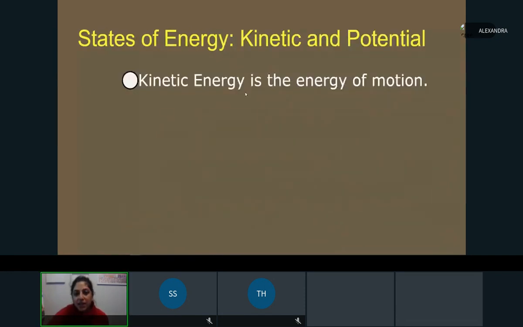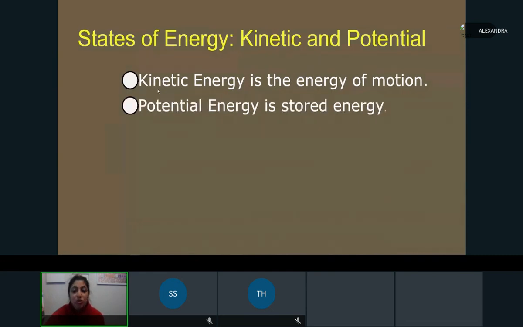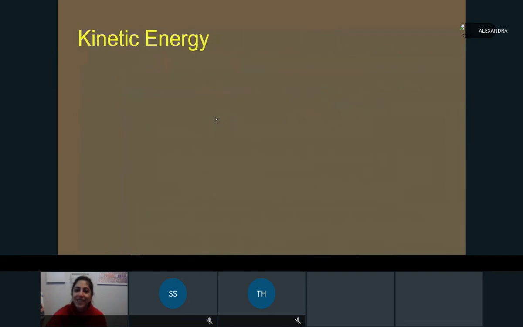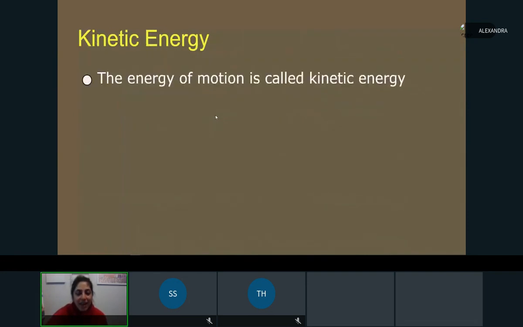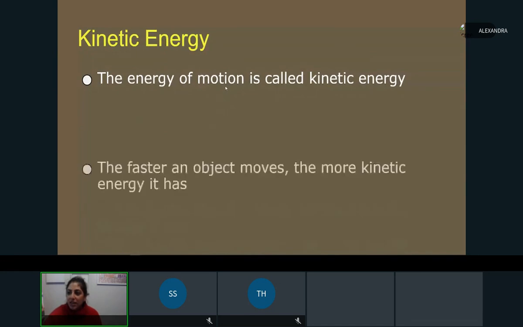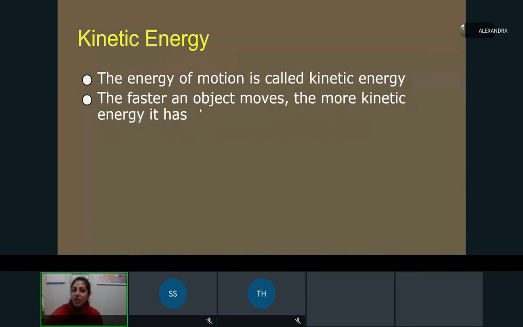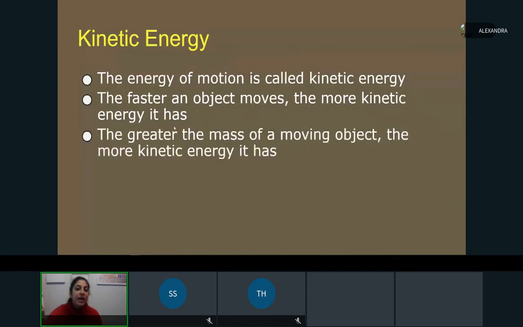Kinetic energy is the energy of motion. Potential energy is stored energy, right? You've got this, you can do it, but you're just not using it yet. When we talk about kinetic energy, we know that's when something is moving, it's in motion. The faster an object moves, the more kinetic energy we're going to get. The greater the mass of a moving object, the more kinetic energy it has.